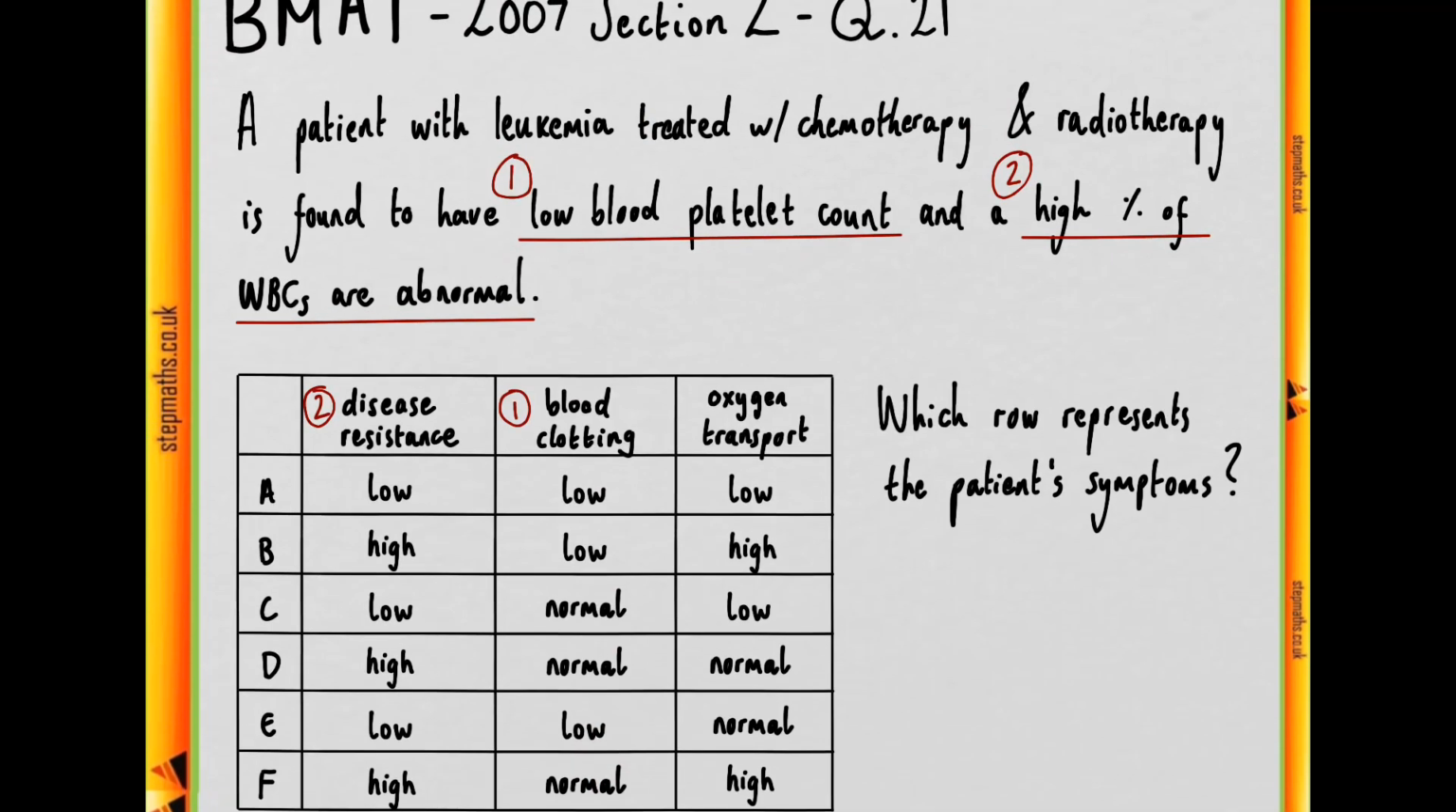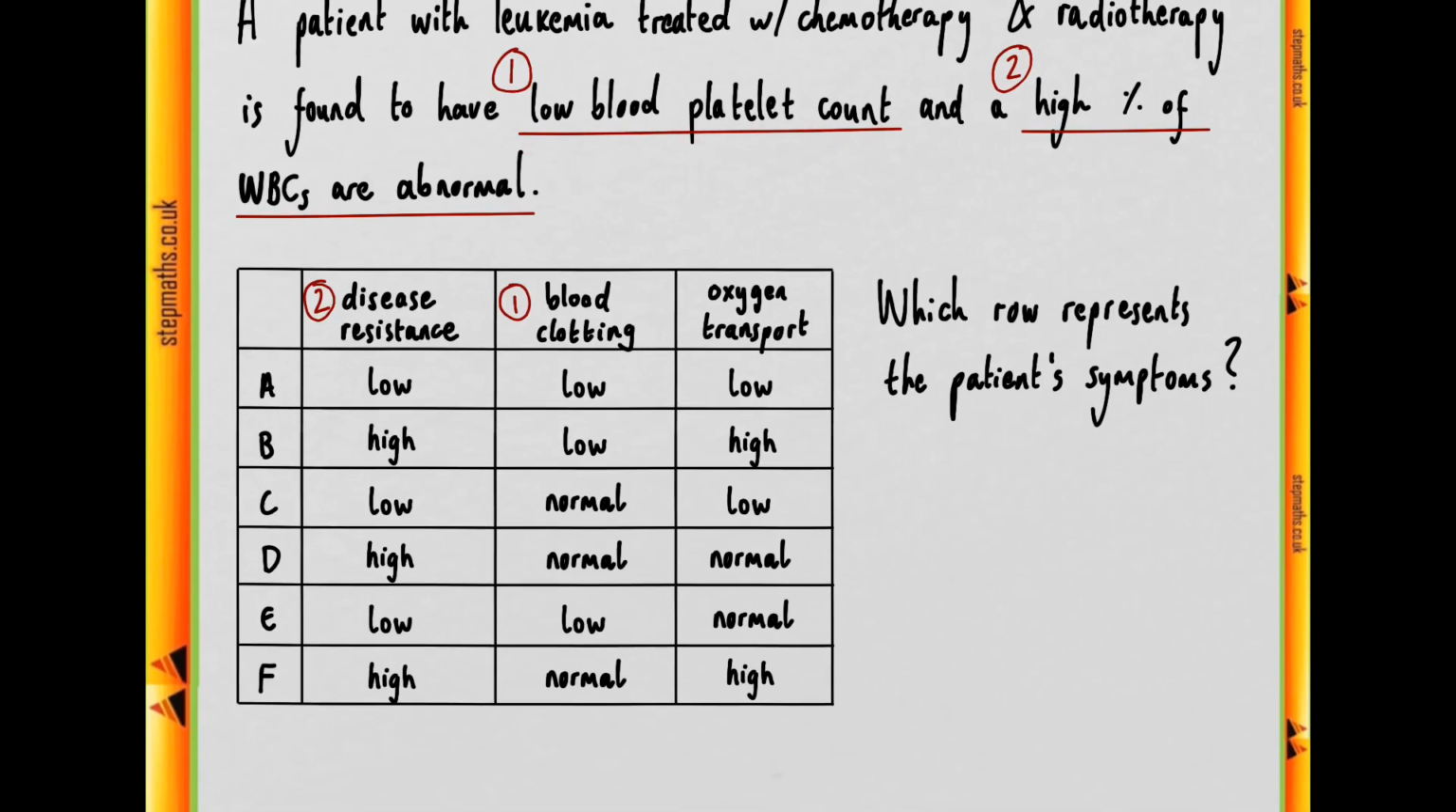Okay, let's work through and find out which of these would be the expected symptoms given a low blood platelet count. If there's less blood platelet, that means that there will be less blood clotting, since platelets are a component of the clotting process. So we can highlight all those rows with low and eliminate those that don't have it.